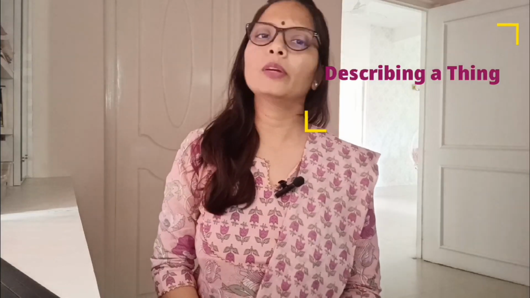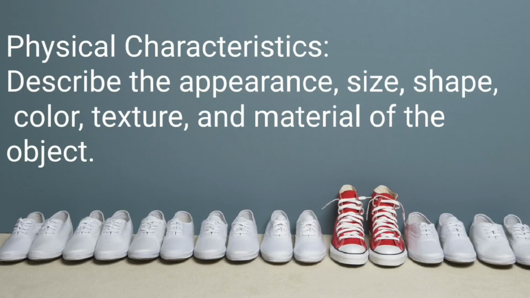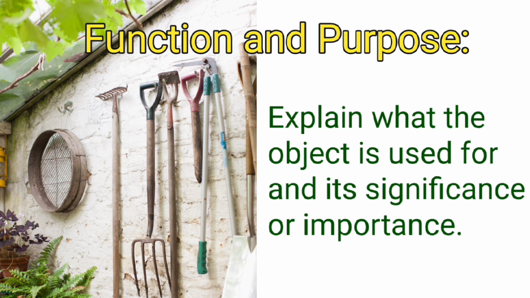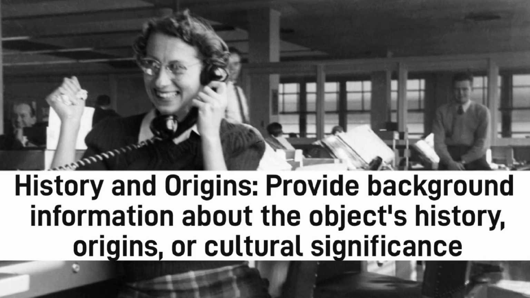Now let's see what we can talk about things. We can talk about physical characteristics and traits like shape, size, color, texture, matter of it, these things. And what's its function or purpose? For example, what's the significance of that thing? History and origin also, if you know about it, otherwise there is no issue.